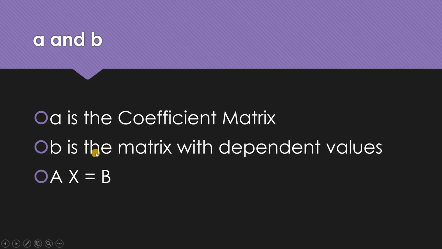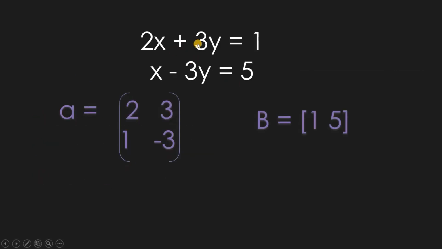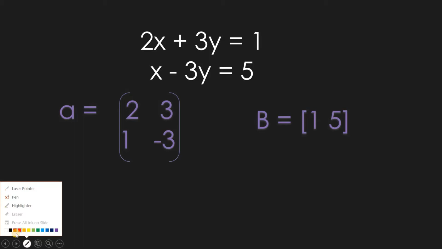A is the coefficient matrix and B is the matrix with dependent values. So if you remember the way we were taught in schools to solve linear equations, we used to have this equation, right? Ax = B. A is the matrix containing the coefficients of all the variables involved. X is nothing but the matrix involving all the variables, that is x and y. I'm talking about small x, small y, small z, and so on. And B is the matrix which has the dependent values. So I am going to talk about it now. See, I'll just use a pen.